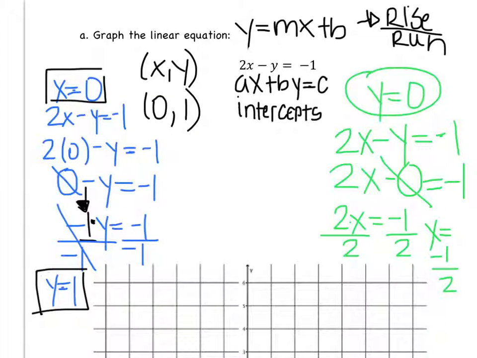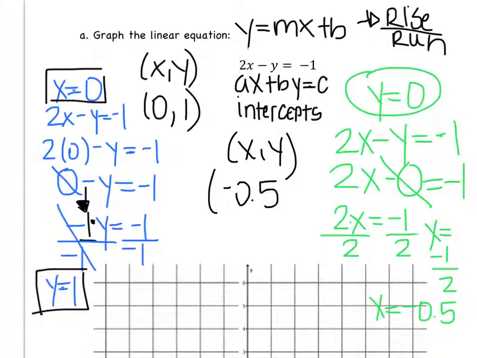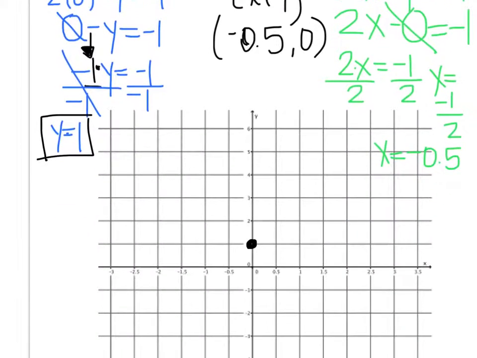Negative 1/2 is a decimal, I could also say x is equal to negative 0.5. So again, I still have to write my ordered pair, x, y. My x value we said was negative 0.5, and my y value is 0. So now on your graph, go ahead and graph negative 0.5, 0. So I have to go to my x-axis at negative 0.5, 0.